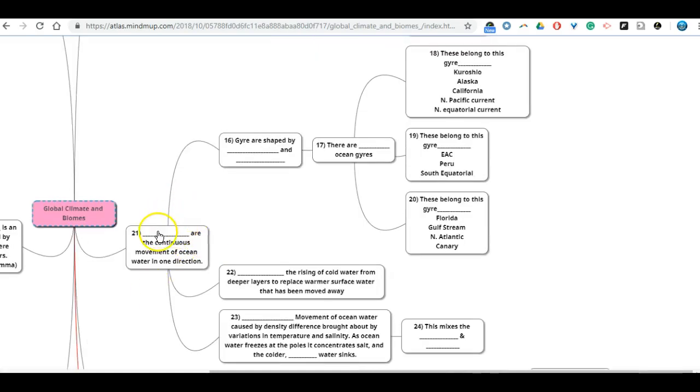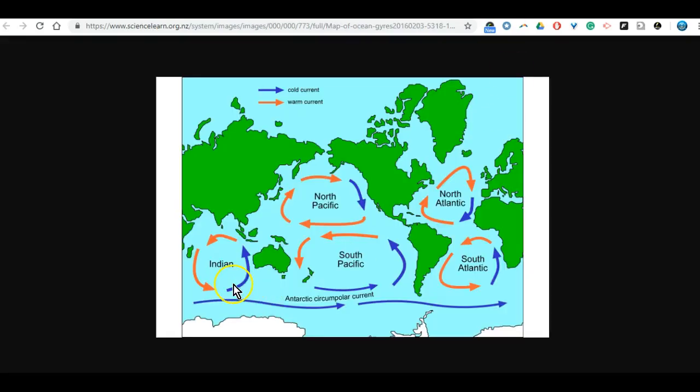For 21, here we have currents as a continuous movement of ocean waters. And they form these gigantic patterns called gyres. So just make sure you know North Pacific, South Pacific, North Atlantic, South Atlantic, Indian Ocean, and all the currents that go along in there. So make sure you review your currents too, because I'm probably going to ask you about that as well.